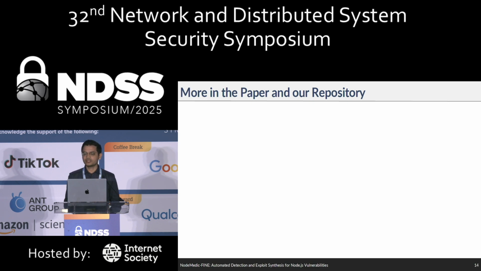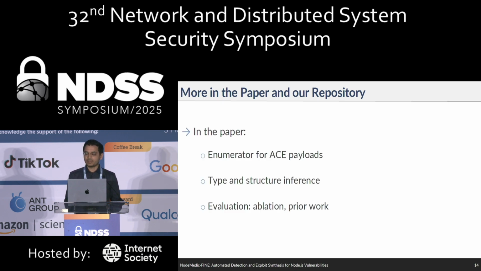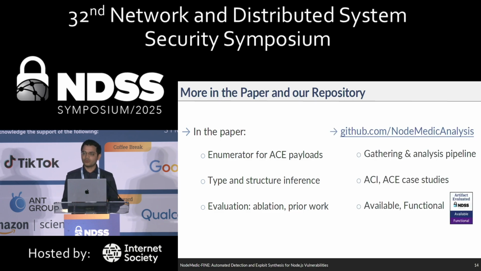Finally, I'll conclude by saying that there is much more to see in the paper and in our repository, so please take a look. In the paper, we have explanations of the enumerator we use for generating ACE payloads, our type and structure inference methodology for synthesis, and additional evaluation details. In our repo, we have our complete gathering analysis pipeline along with ACI and ACE case studies that can also be found in our artifact appendix, for which we have received the available and functional badges.